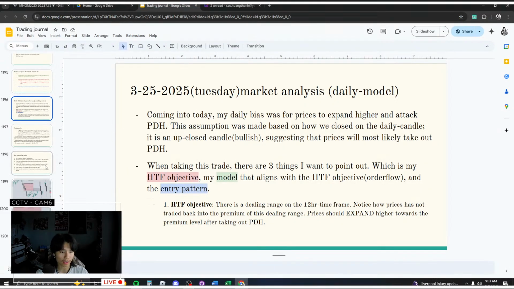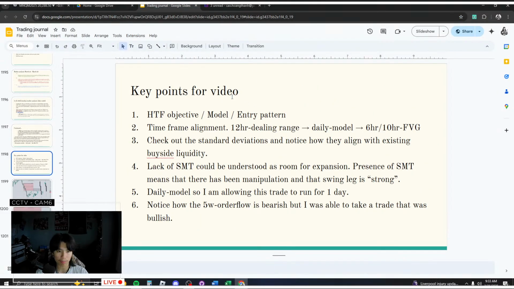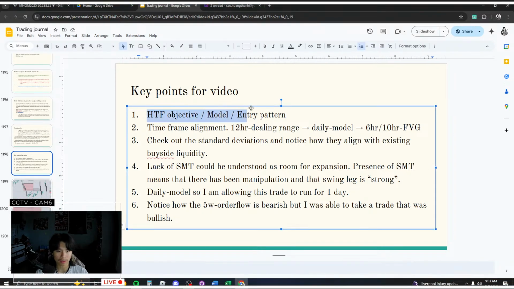But yeah, so some of the key things that I do want to mention. Like I said, during this trade, I had a high time frame objective, I had a model, and I had an entry pattern. Every single one of my trades will have these three components. This helps me maintain that level of consistency, and it really narrows the amount of trades that I do take. But the trades that I do take are high quality, right?